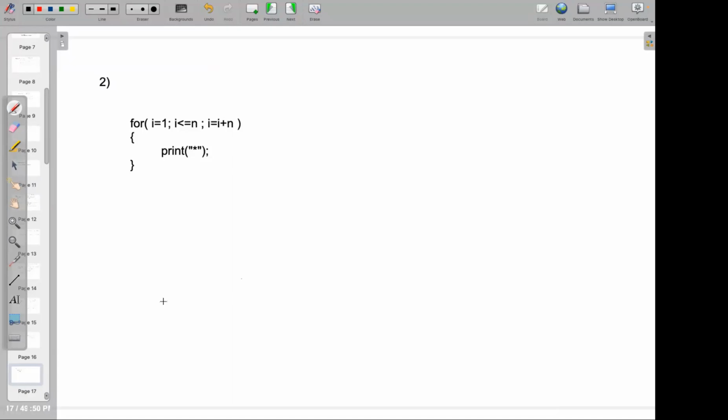Take pen and paper, friends. So how many times is this printf statement executing? Yes, only one time. Okay, don't memorize it. If you memorize it, that is not right.